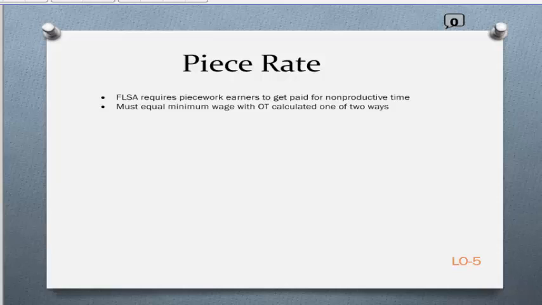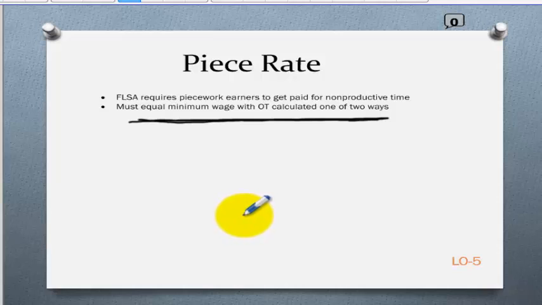One is, when you calculate their earnings, it still has to equal their minimum wage, with overtime. So let's say that an employee worked 43 hours. When they calculate their piecework earnings, it still has to equal what minimum wage is, which is $7.25 an hour, plus overtime on top of $7.25. So they still have to be paid minimum wage and overtime based on the Fair Labor Standards Act. It's just you calculate it differently.